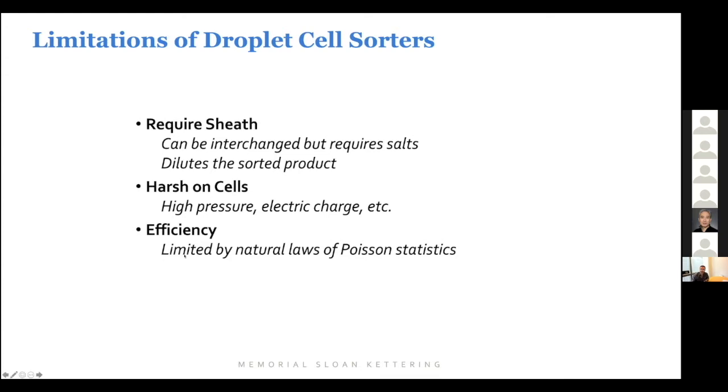And then the other thing is the efficiency. As I mentioned, we are limited by the natural laws of Poisson statistics, and that's why all of the sorters, the electrostatic or droplet cell sorters, depends on how you want to call them, until now have similar performances, exactly because they are limited by the natural laws and not by technology itself, right?